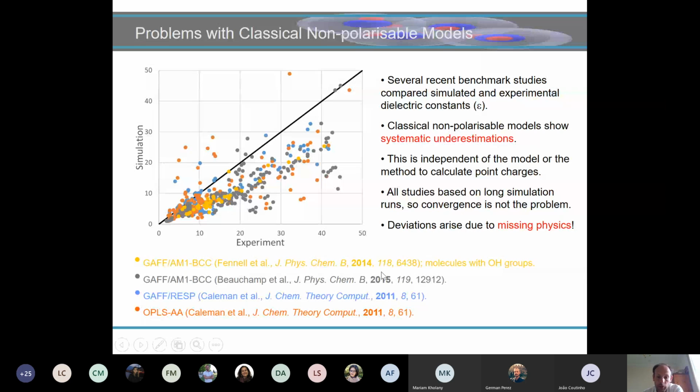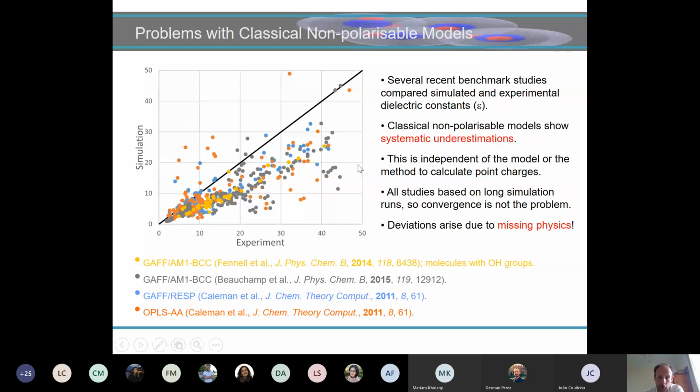Several people have recently tried to benchmark the ability of molecular models to predict dielectric constants over a wide range of molecule types, a wide range of different force fields, etc. These are 4 studies that I found in the literature. With the exception of the yellow one, which is only focused on molecules with hydroxyl groups, all the others cover a wide range of functional groups and a wide range of polarities.